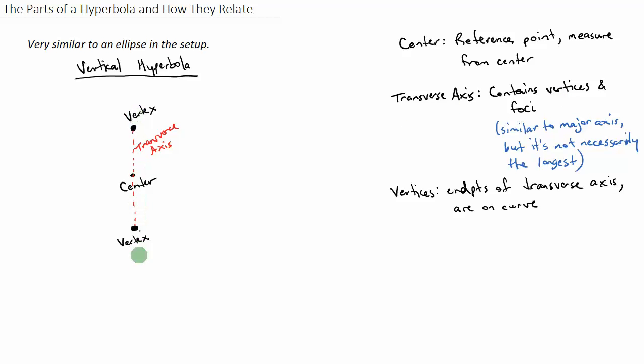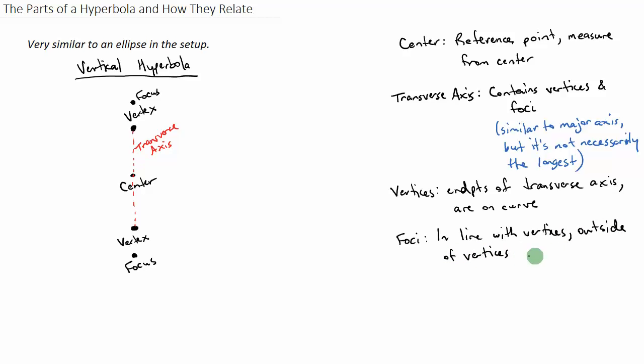I mentioned the foci. The foci are on this line as well. The foci in a hyperbola are outside of the vertices. So here's a focus, and here is a focus. So the foci are in line with the vertices, outside of the vertices. On an ellipse, they're inside. And the curve, as with all conic sections, wraps around the foci. So in a hyperbola, the curve is going to wrap up and down in this case.